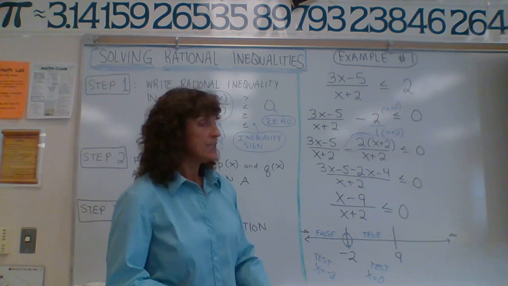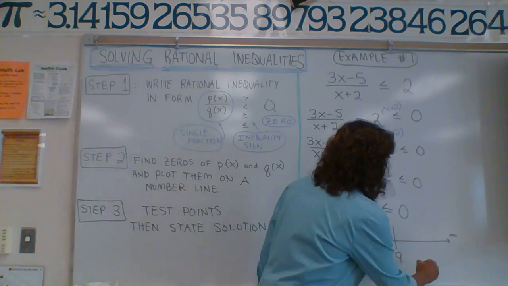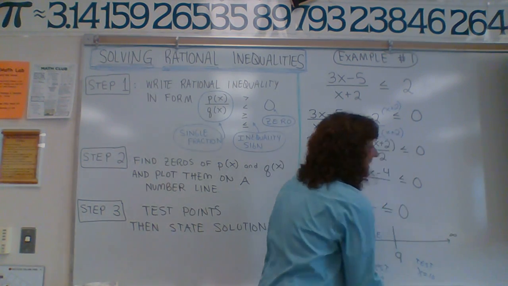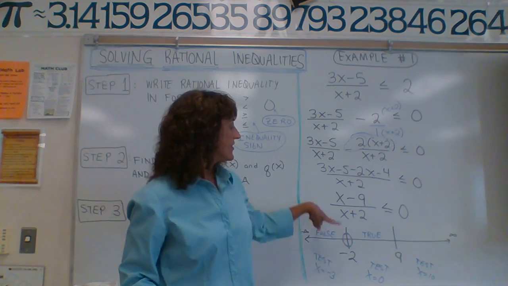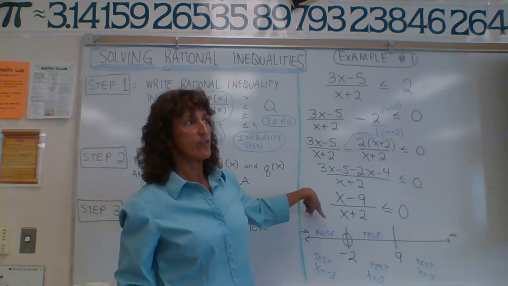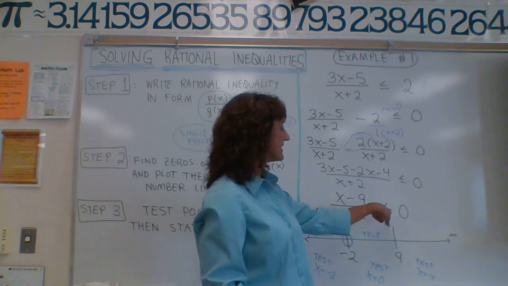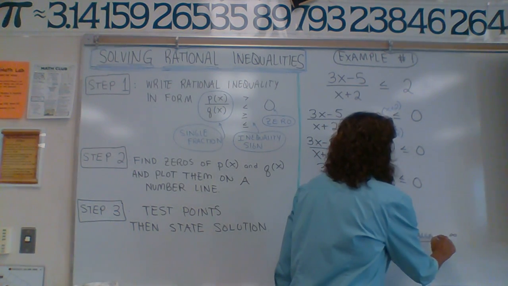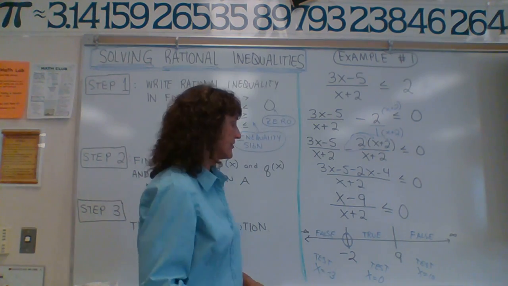For the third interval, I need to pick a number between 9 and infinity, and any number you would like to use in this interval would work. I'm going to pick 10. 10 is in here. 10 minus 9 is 1. 10 plus 2 is 12. So positive 1 over 12. Is that less than 0? It is not, so this gives us a false inequality statement also.